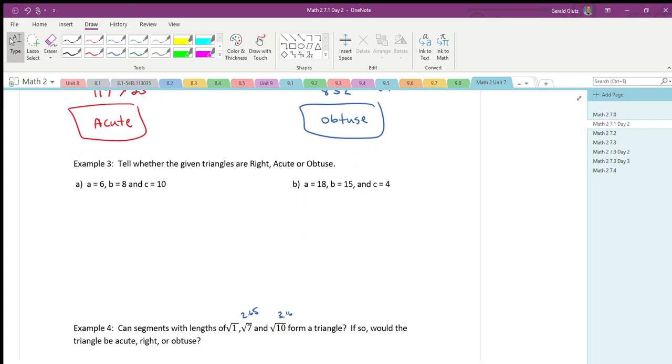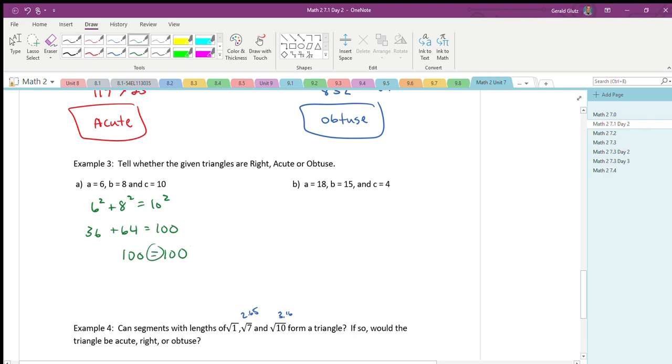All right, example 3. We have to tell whether the triangles are right, acute, or obtuse again. So 6 squared plus 8 squared equals 10 squared. 36 plus 64 equals 100. If I add 36 and 64, I do get 100. So the two sides are equal, which means it's a right triangle.